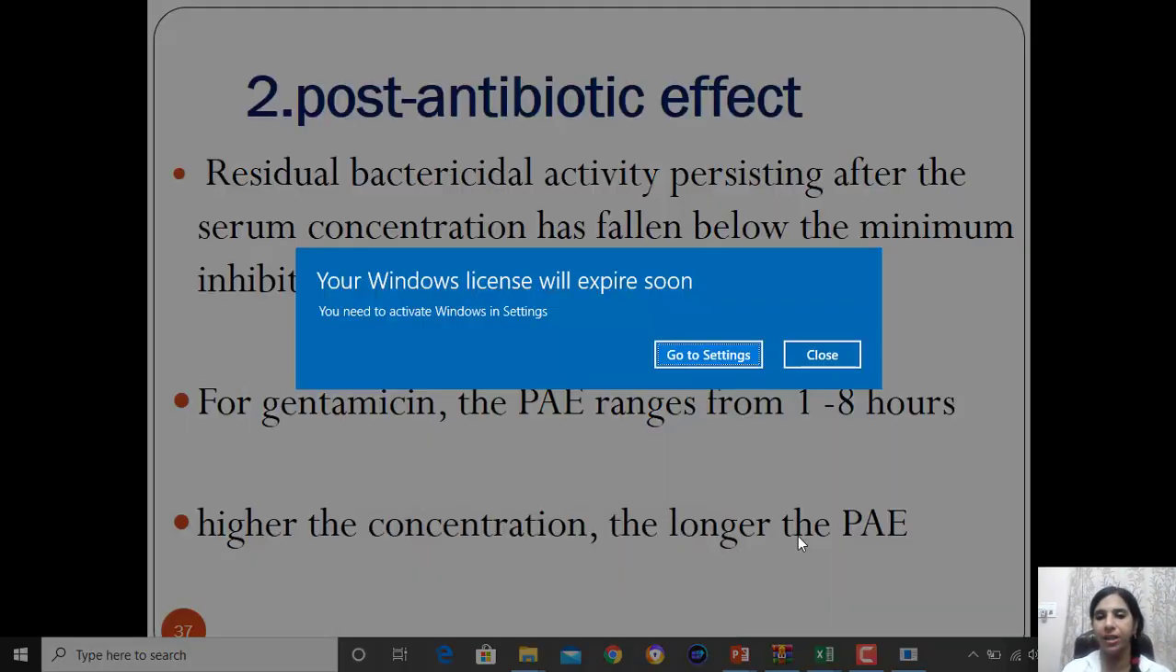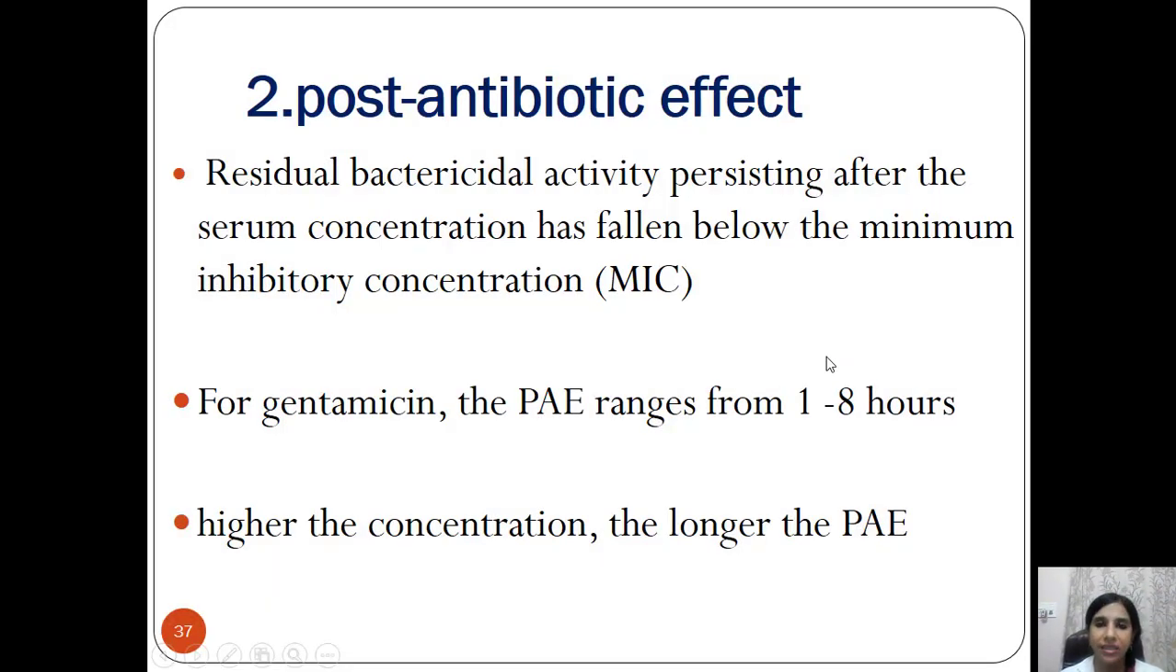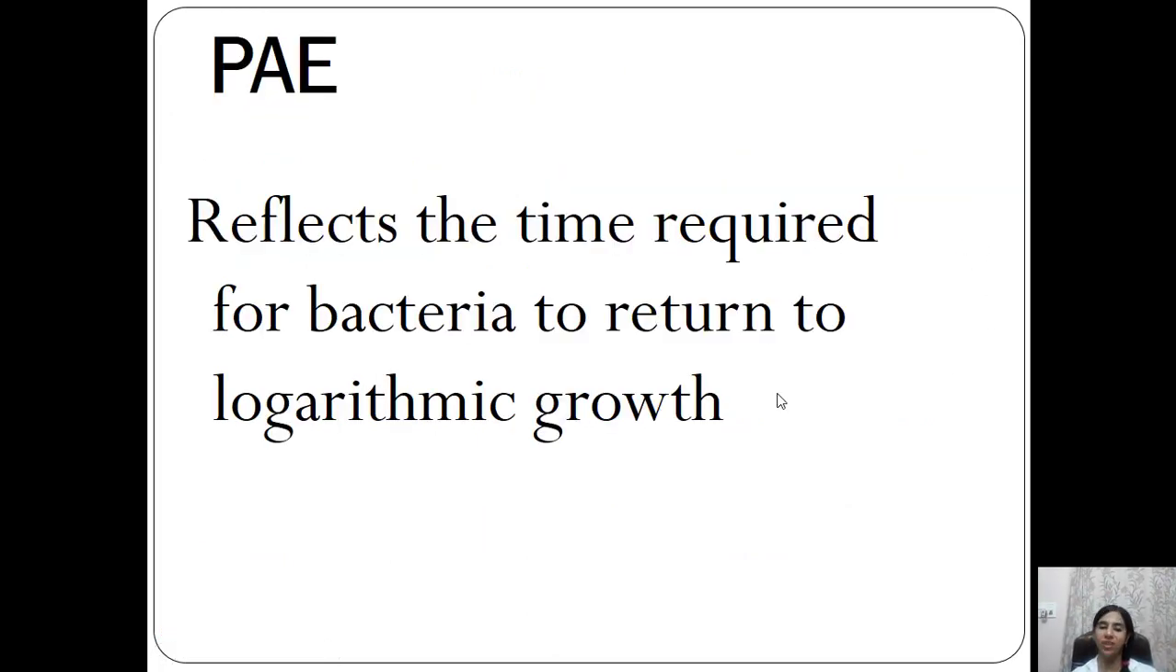Let us have the post-antibiotic effect. Post-antibiotic effect means a residual bactericidal activity persisting after the serum concentrations of the antibiotic have fallen below the minimal inhibitory concentration. See, for the bactericidal action to happen, each and every antibiotic should cross the MIC in the plasma, and they should attain multiples of MIC to carry out cidal killing. But even if the drug levels are below MIC, for some antibiotics, the bactericidal action is going to continue. I told you the post-antibiotic effect for gentamicin can range up to as long as 8 hours. It reflects the time required for bacteria to return to logarithmic growth.